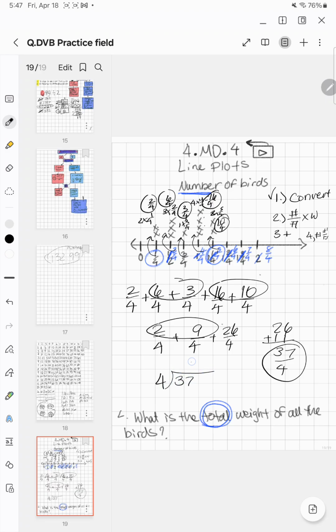4 times 9 gives me close to that. So it's going to be 36, remainder of 1. So I know my whole number is 9. My denominator is still the same. And my remainder is my numerator. So the answer is 9 1/4. I'm going to do another one here.